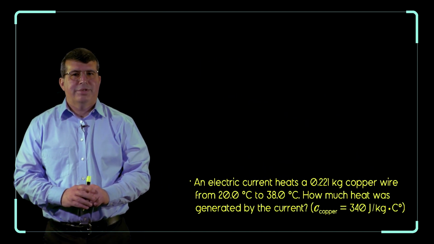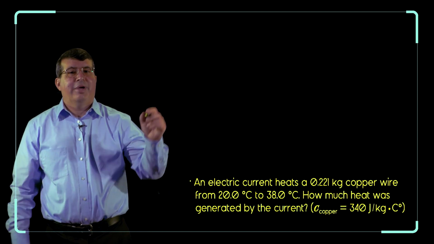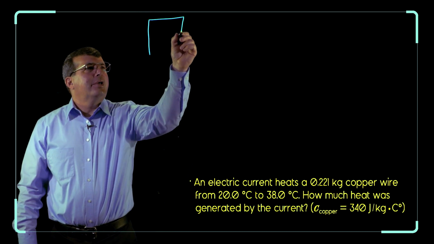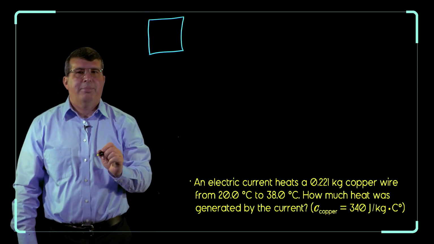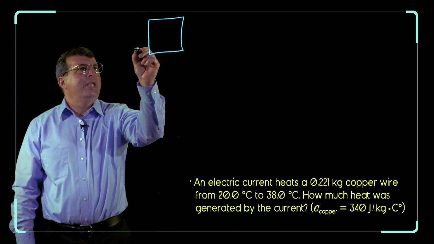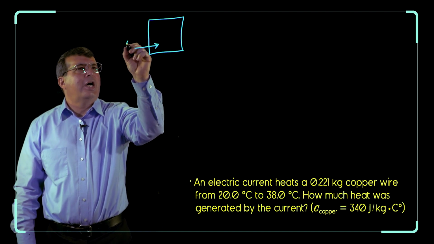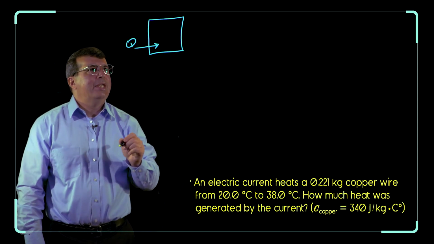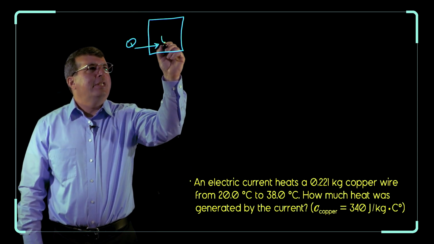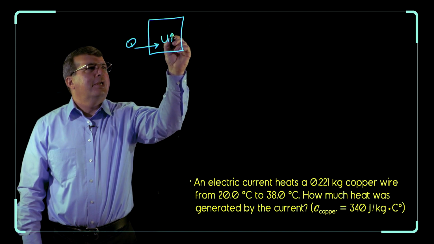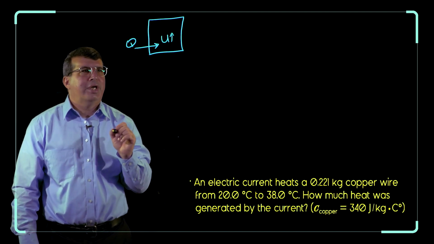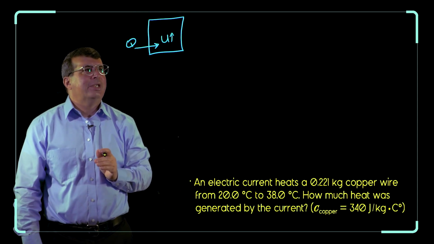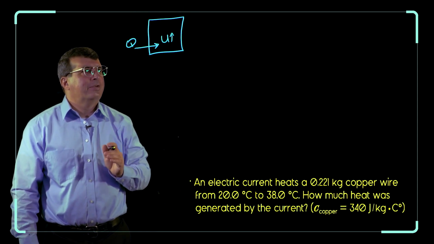Okay, here's the situation we have from an energy diagram. We have a box representing copper, and we are bringing heat into the copper, and the result of bringing heat into the copper is that our internal energy is increasing. So that is our energy diagram. We're bringing heat into the copper, and that is increasing the thermal energy of the copper.